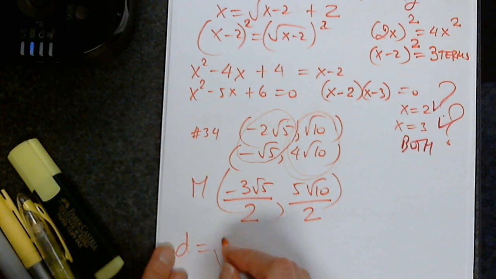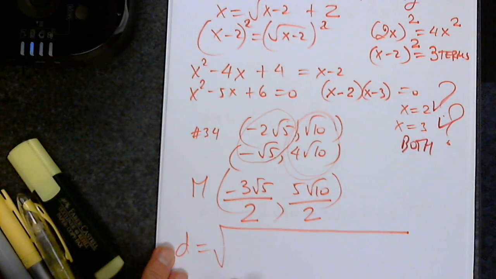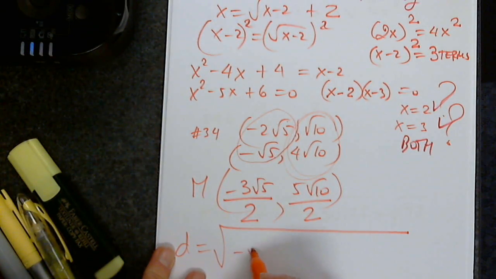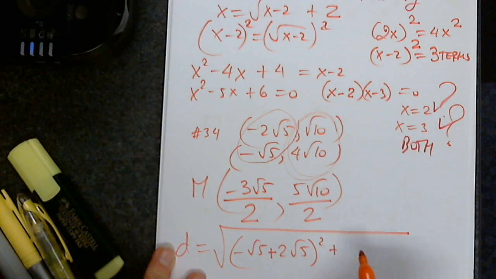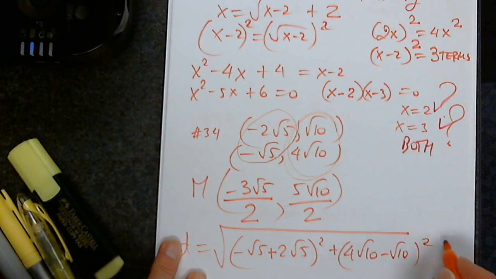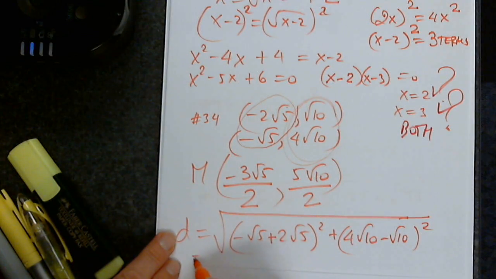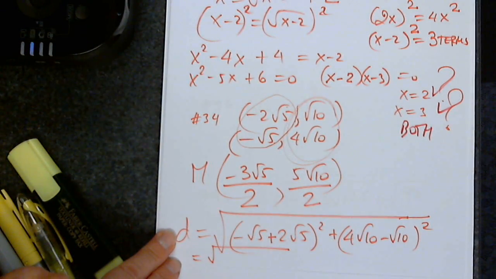Now the distance formula is the square root of x2 minus x1, so negative the square root of 5 minus 2 the square root of 5, x2 minus x1 squared, plus y2 minus y1, everything squared. Is this okay so far? Yes? So 2 the square root of 5 minus the square root of 5 is the square root of 5, and when I square the square root of 5, what do I get?